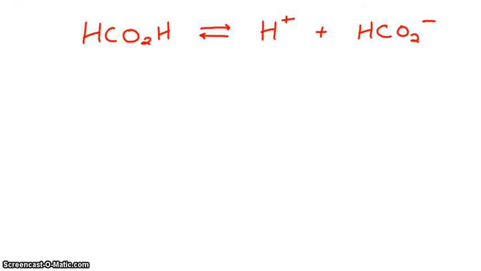Formic acid, with the formula HCO2H, is a weak acid. It's only going to partially dissociate, meaning it's going to come into equilibrium with its ionic components. Because weak acids achieve a state of equilibrium, we're going to need to set up an ice box to figure out the equilibrium concentrations.